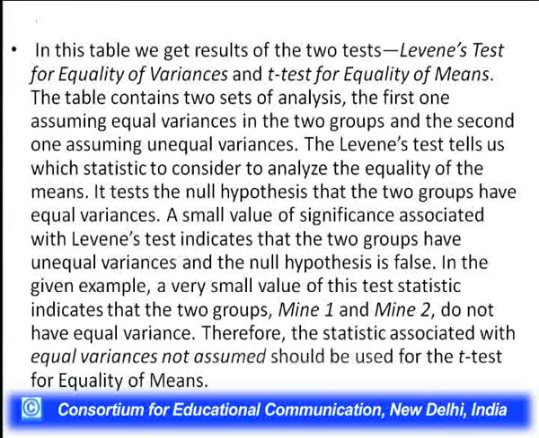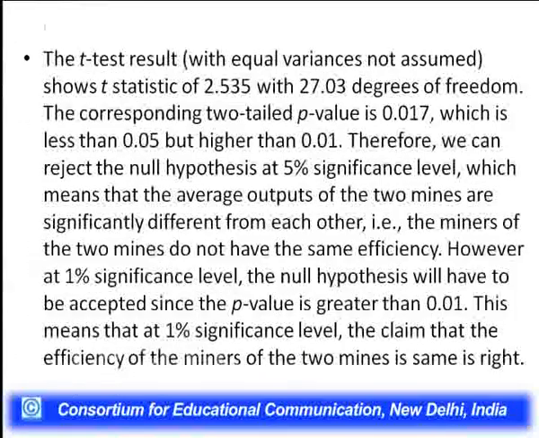A small value of significance associated with Levene's test indicates that the two groups have unequal variances and the null hypothesis is false. In the given example, a very small value of this test statistic indicates the two groups, mine 1 and mine 2, do not have equal variance. Therefore, the statistics associated with equal variances not assumed should be used for the t-test for equality of means.